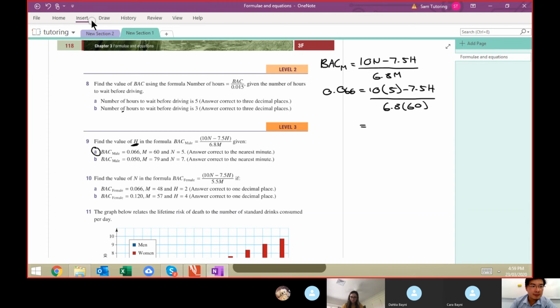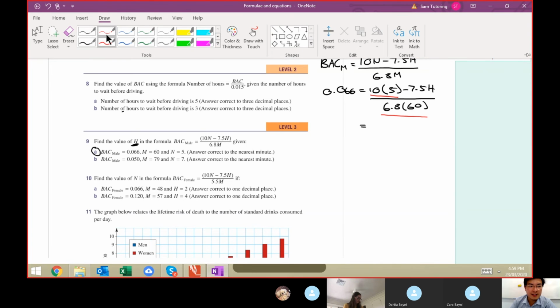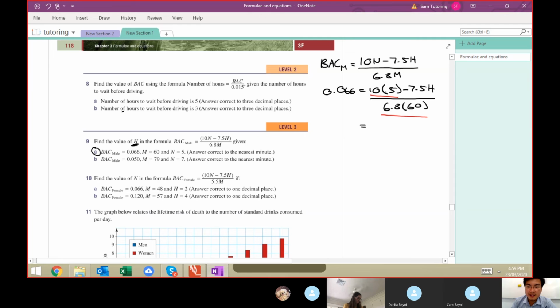This part here and this part here are entirely numerical values, so they're not algebra. Can we just figure out those parts? Yeah, you can, absolutely. You don't have to move them around. You could solve them right now. So 10 times 5 is 50, minus 7.5 H. And what's 6.8 times 60? 408. Exactly. So let's just move all those numbers across.